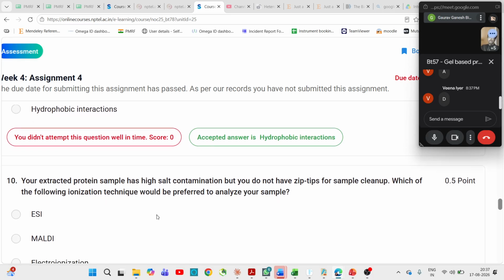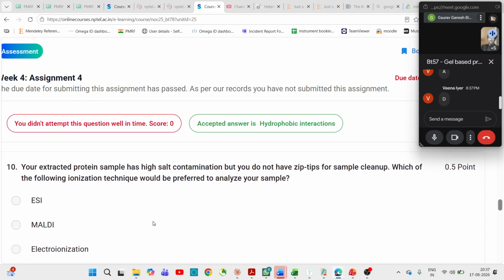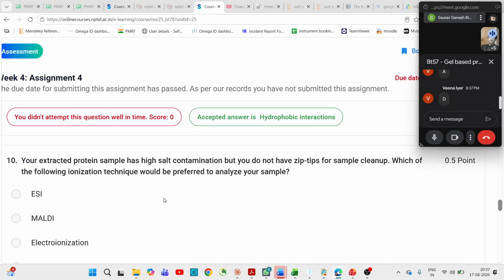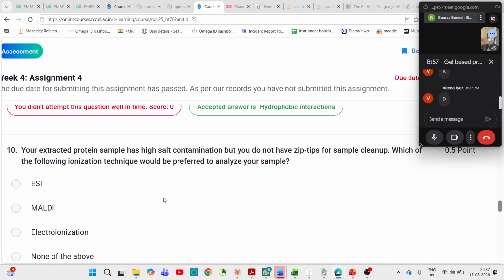We have extracted protein samples with high salt contamination, so it is highly salt contaminated, but you do not have ZipTips. Which of the following ionization techniques would you prefer in order to remove the salts, so that your sample is also analyzed properly?